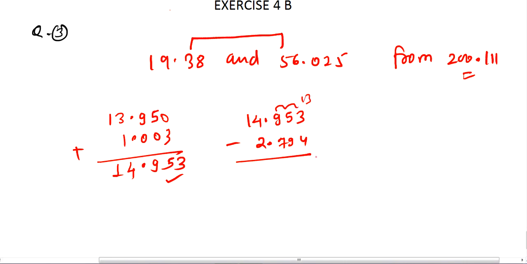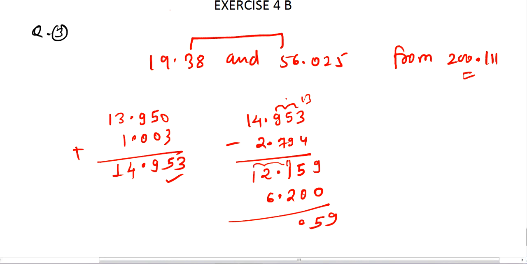So this will be 13, 13 minus 4, 9, 14 minus 9, 5, 8 minus 7, 1, then 4 minus 2, 2, 1. Then again we have to subtract 6.2, which is given in question. So 6.200. So 9, 5. Then it will be 11, 11 minus 2, 9. Then 11 minus 6, 5, 0. So 5.959 is your required answer for question number 6.